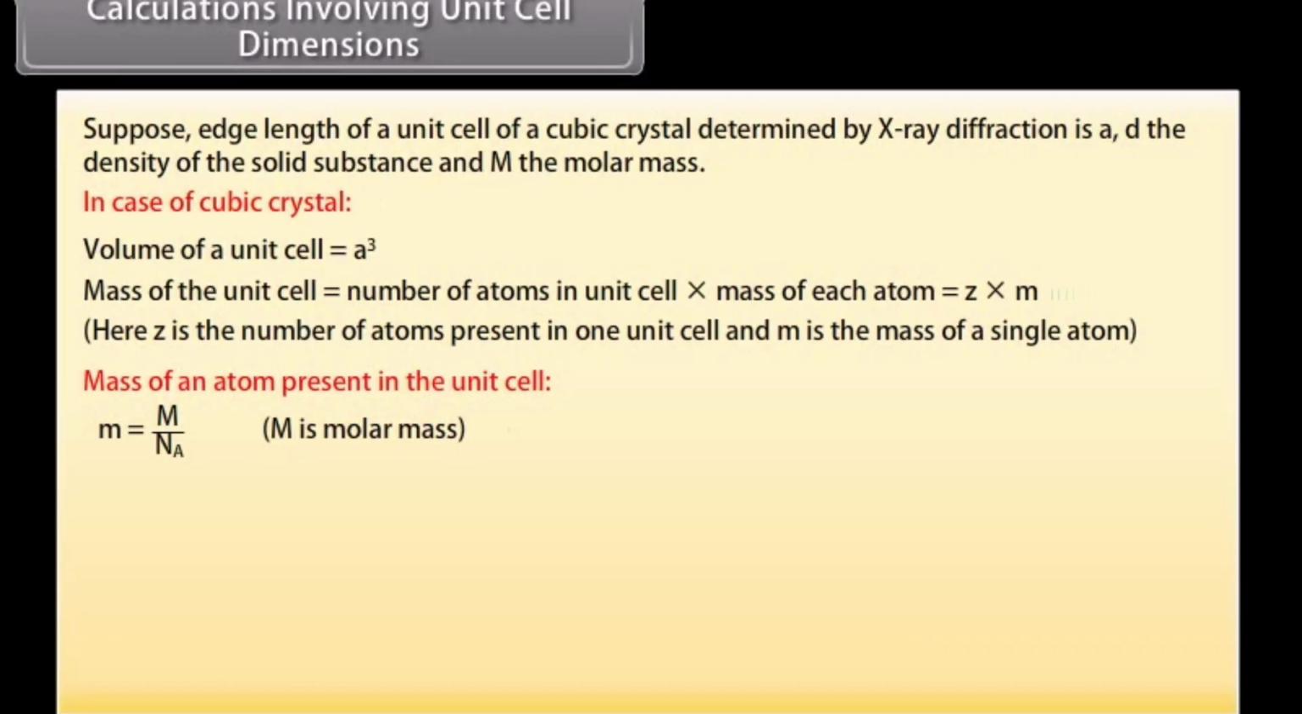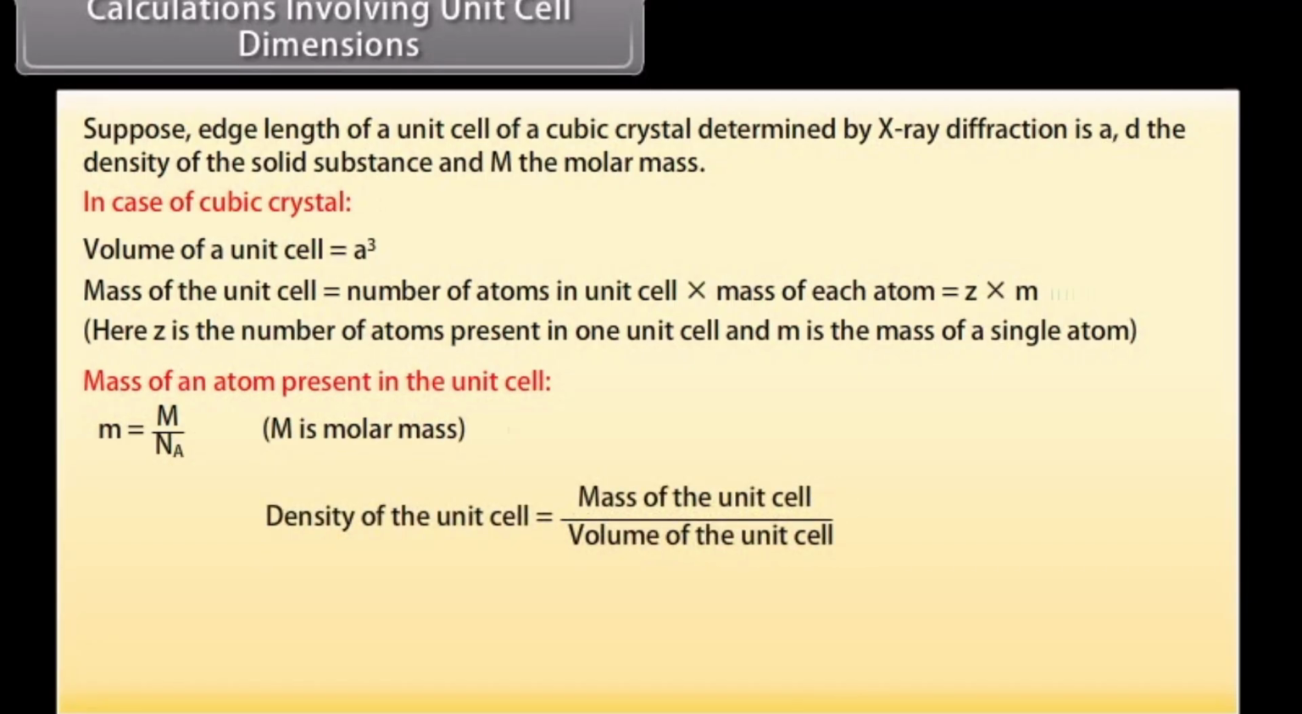M is the molar mass. Density of the unit cell is equal to the mass of the unit cell upon the volume of the unit cell. Therefore, d is equal to Z times m upon a³, which is equal to Z times M upon a³ N_A, or d is equal to ZM upon a³ N_A.